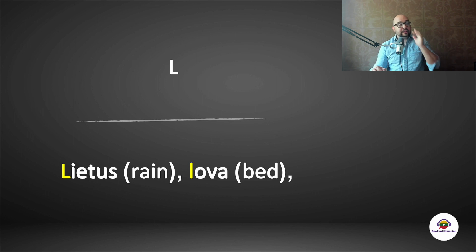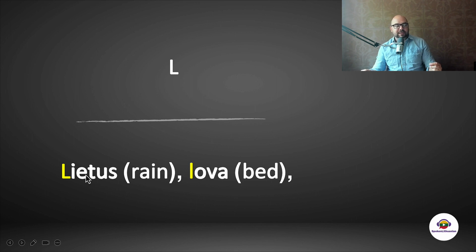Now we have the L. And with L, it's a bit interesting because at this point, I have to explain to you a little bit more about the softener that we have here. Because as you see here, lietus, we have the I sandwiched between the L and the E, right? And listen to me pronouncing these two words, because this is bed and this is rain.